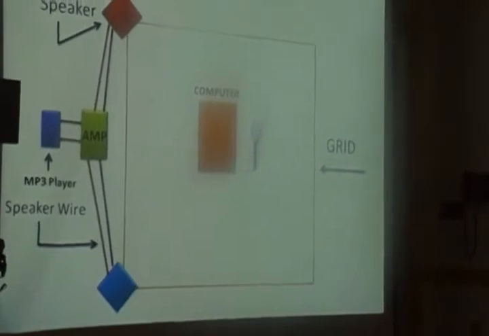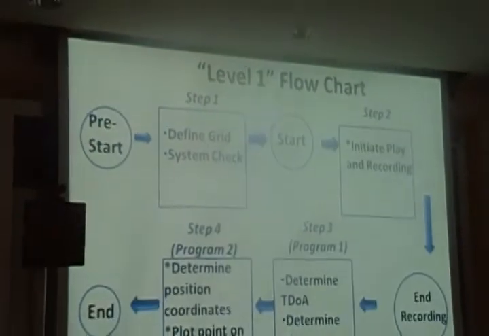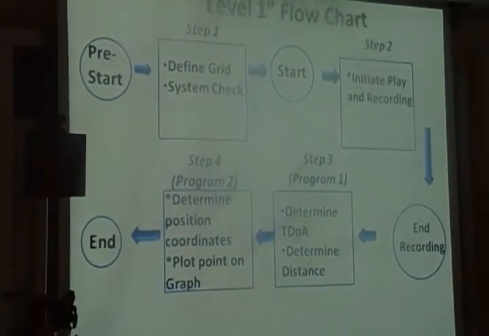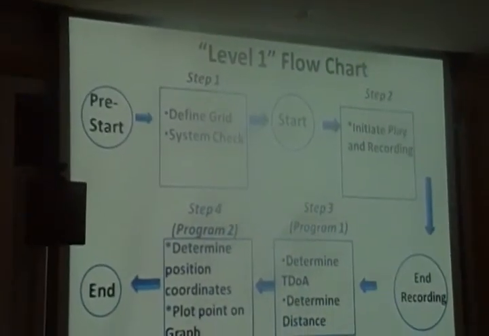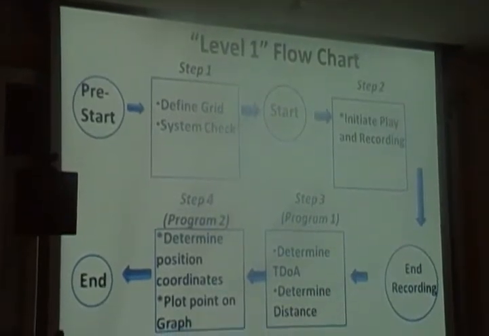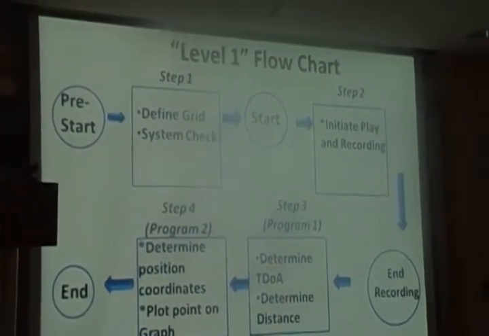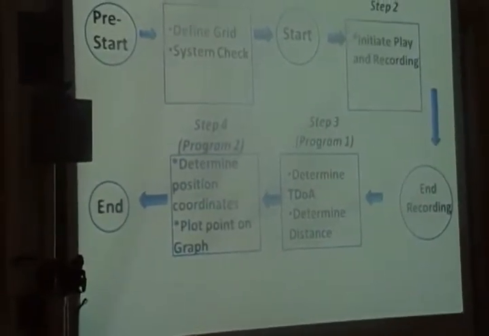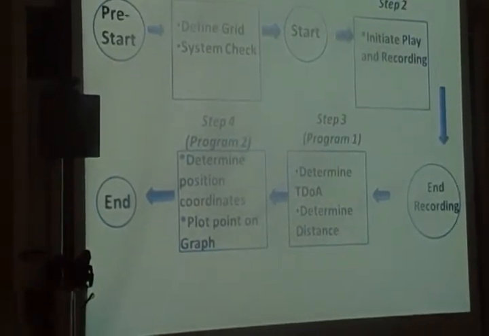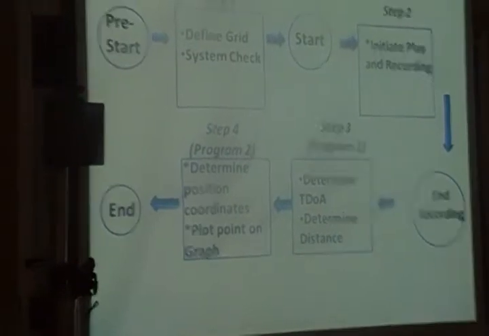This shows a level 1 block diagram. We have 2 speakers that are connected to an amplifier and an MP3 player, which contains the chirp signal itself, and a computer at the receiver end, which has the microphone connected to it. When we begin, we define our grid. The grid is defined by the distance between the 2 speakers. Once we check that our system is on, we start recording. We initiate playing the chirp signal from the MP3 player, and we start recording at the same time. Once we're done covering the whole area that we're mapping, we stop the recording, and using a program in MATLAB, we determine the time of arrival, and eventually the distance. Once we have our distance, we can plot our coordinates on a graph.